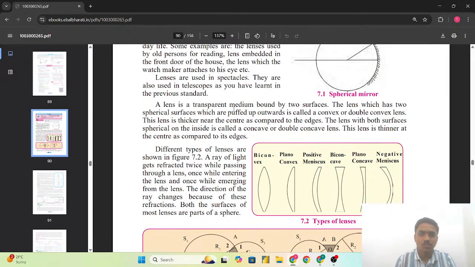So lenses are used in spectacles. They are also used in telescopes, as you have learnt in the previous standard. That means in the previous standard we learned that lenses are used in spectacles. These are all things we have studied.